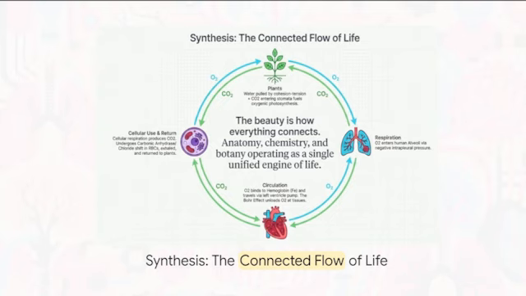Anatomy, chemistry, botany, they are not isolated textbook chapters. Oxygen flows into human alveoli, travels via hemoglobin, gets unloaded by the Bohr effect, turns into CO2, gets exhaled, gets pulled right into plant stomata, and is cycled straight back into oxygen. It's all operating together as one single, flawless engine of life.